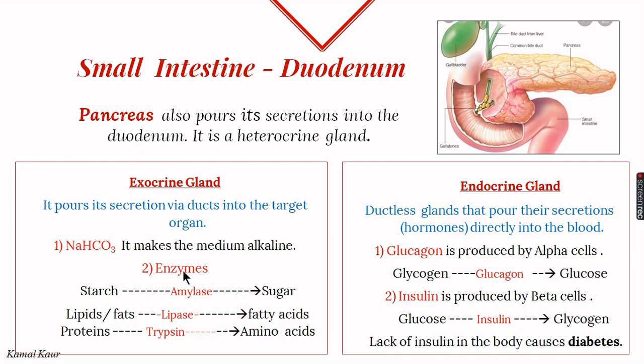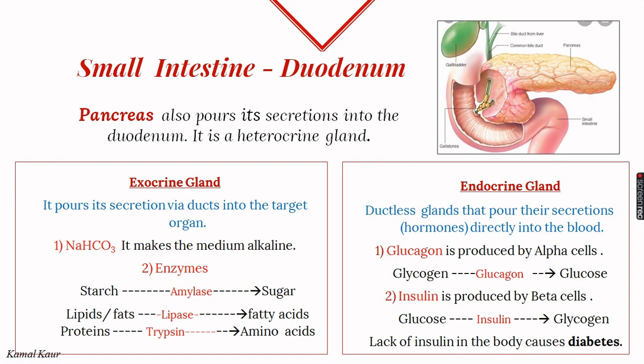Now the second thing which is secreted in the pancreatic juice is the enzymes. There are three types of enzymes. One is pancreatic amylase, then pancreatic lipase and trypsin. The function of pancreatic amylase is to convert starch into sugar, just like the salivary amylase. The function of pancreatic lipase is to convert lipids and fats into fatty acids, same as the gastric lipase, and the function of trypsin is to convert proteins into amino acids.